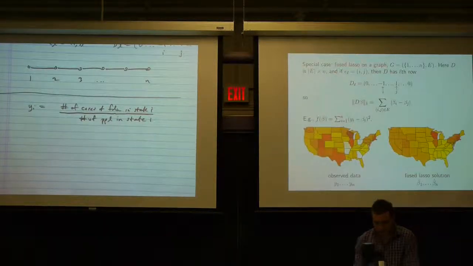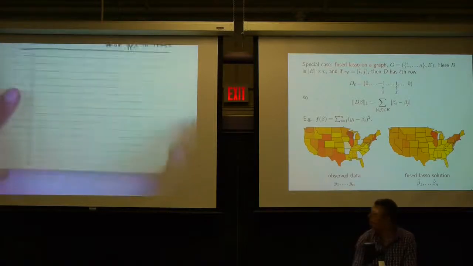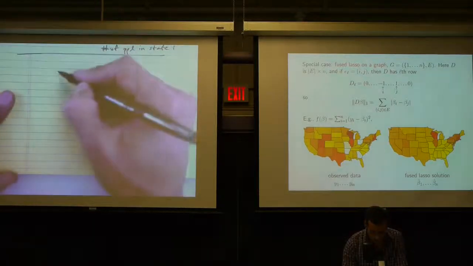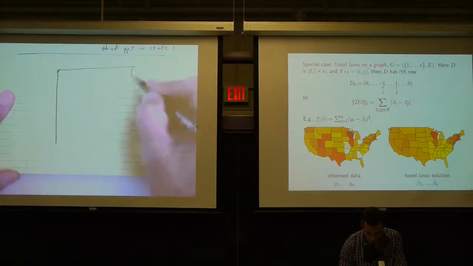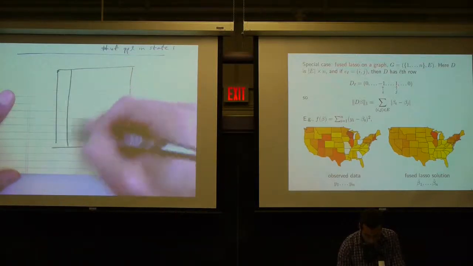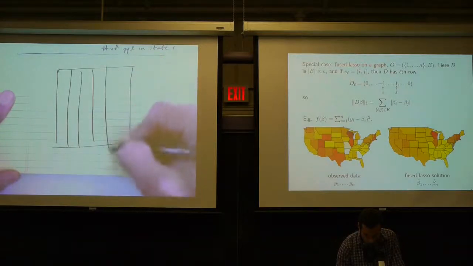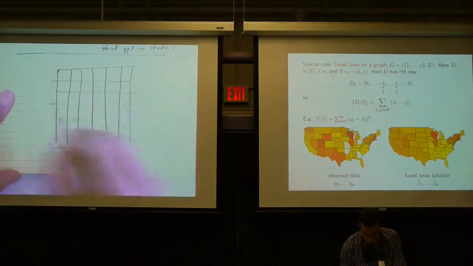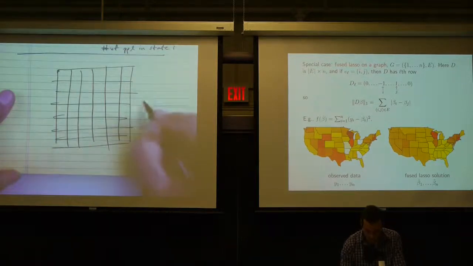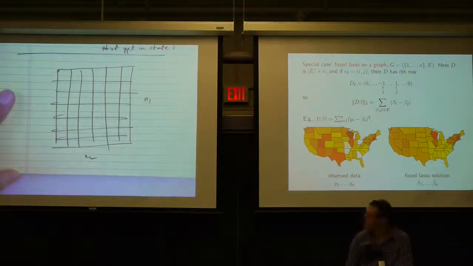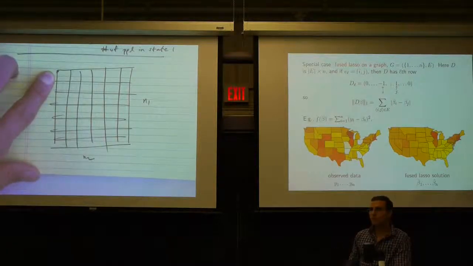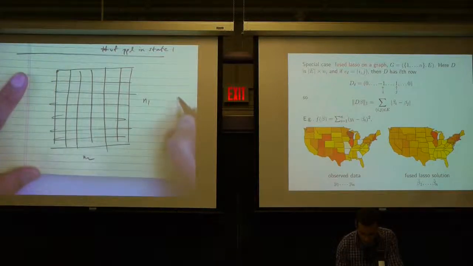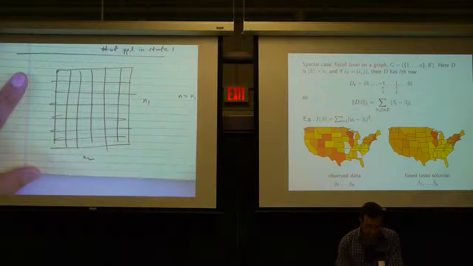So here's another example of a graph. This is another very common example of a graph that we might encounter, one that's defined by an image. So let's suppose I observe pixels in an image, and it's an n1 by n2 image. At every value in this image, I observe a grayscale value between 0 and 1. So the total number of pixels in the image is n, which is n1 times n2.